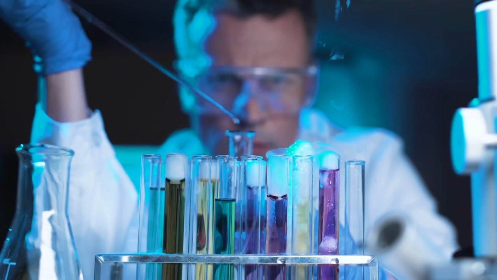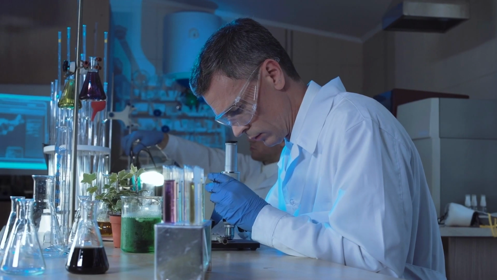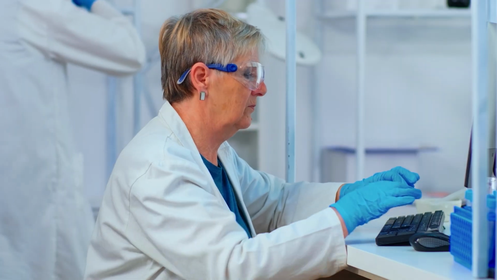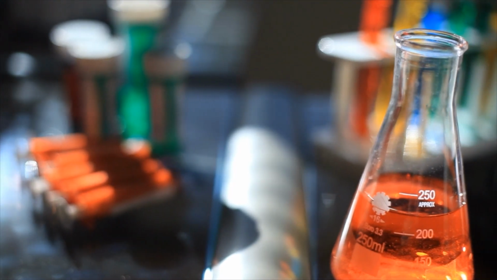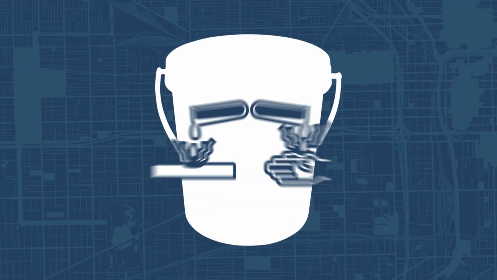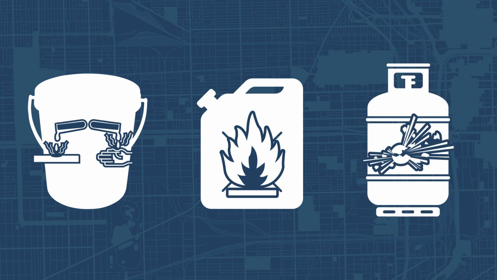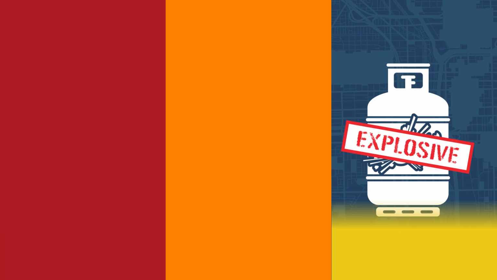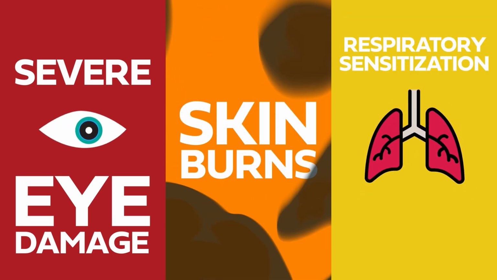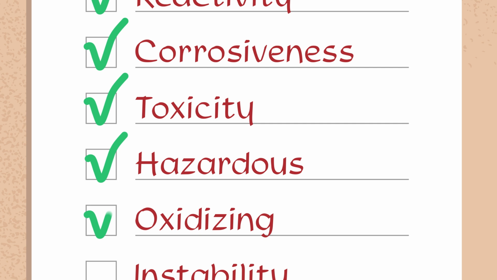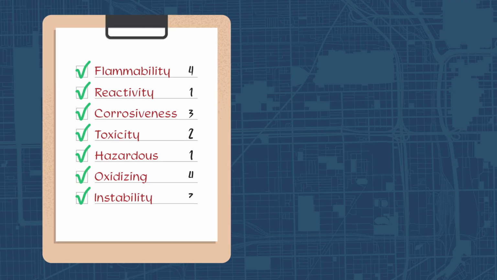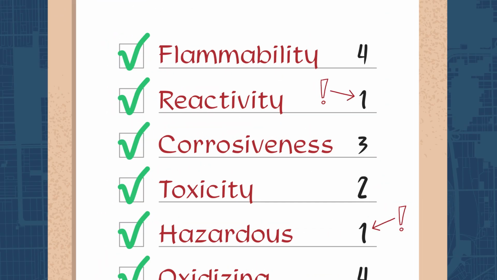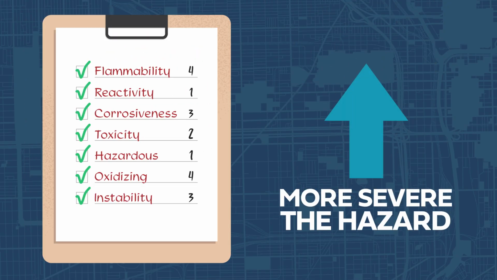Hazard communication starts with OSHA's classification process. Here, chemicals are thoroughly tested to identify any risks. After a hazard is identified, it's carefully classified based on its type and severity. Physical hazards such as corrosives, flammable liquids, and explosives are clearly labeled, while health hazards include risks like severe eye damage, skin burns, or respiratory sensitization. This systematic approach ensures every danger is precisely understood and addressed. Categories within each class are then numbered by severity, with Category 1 being the most dangerous. The lower the number, the more severe the hazard.